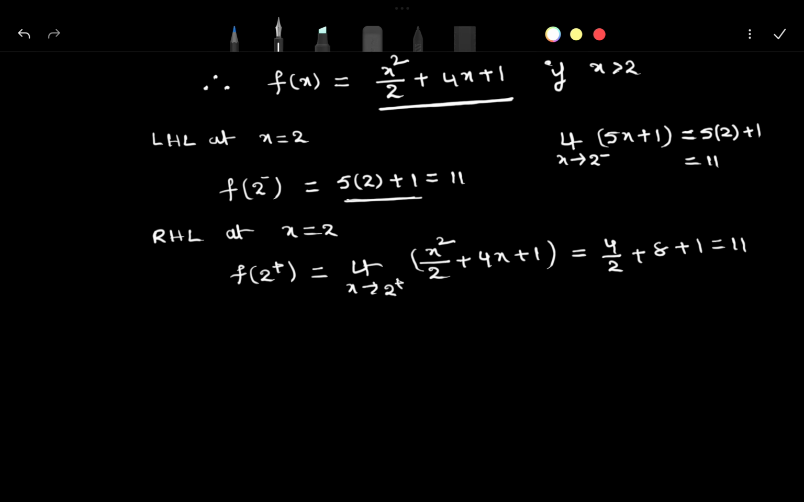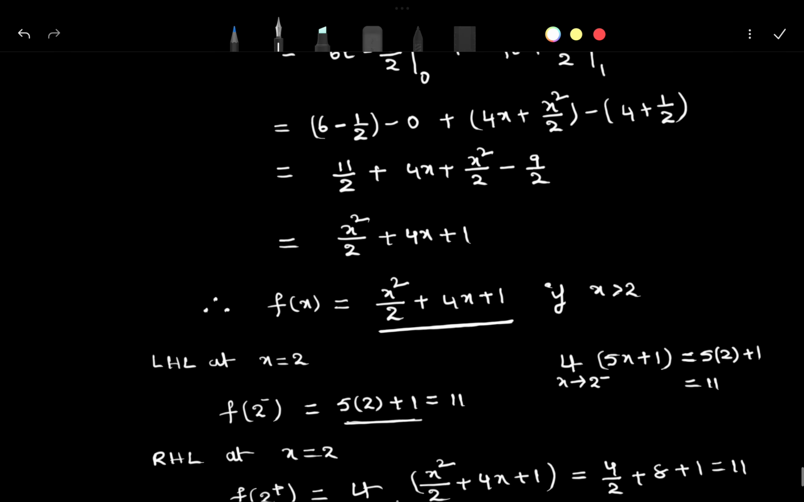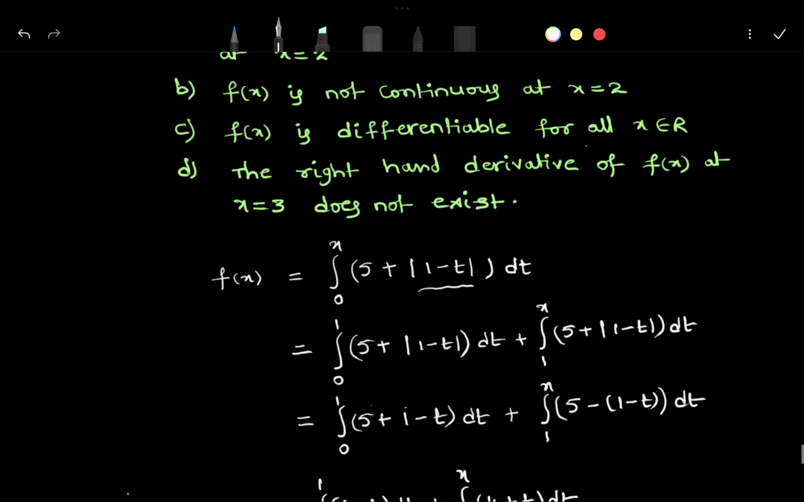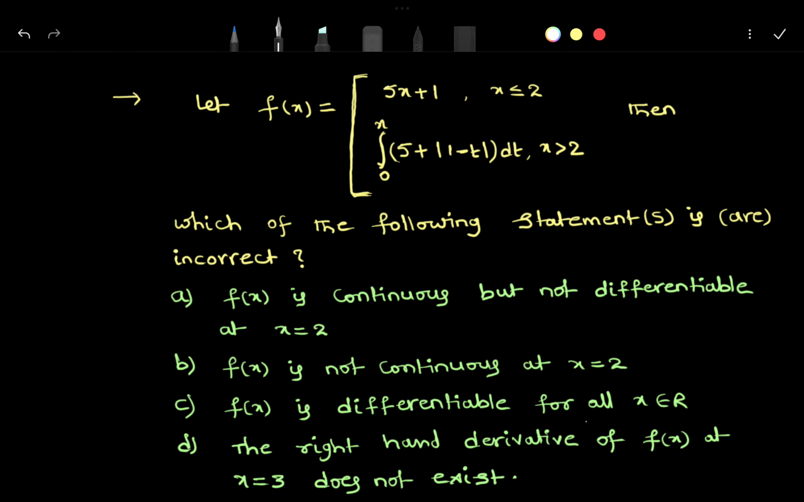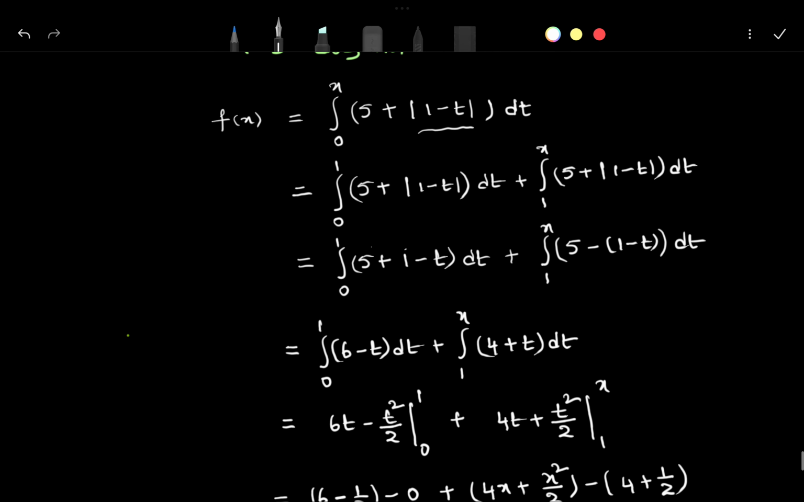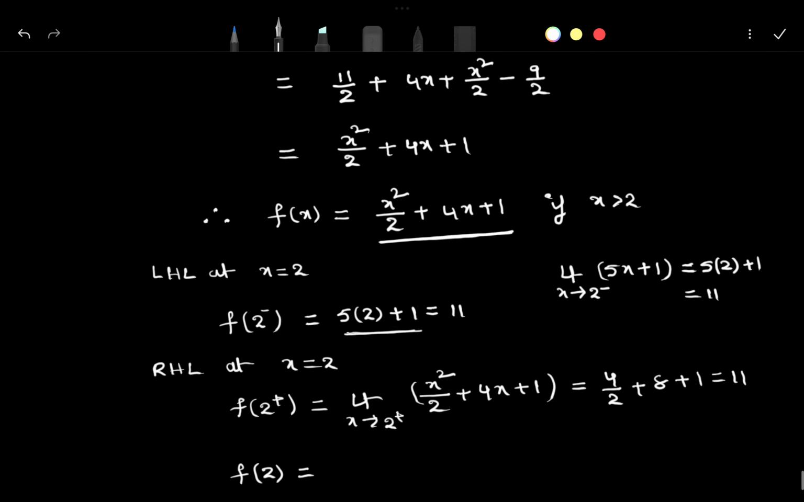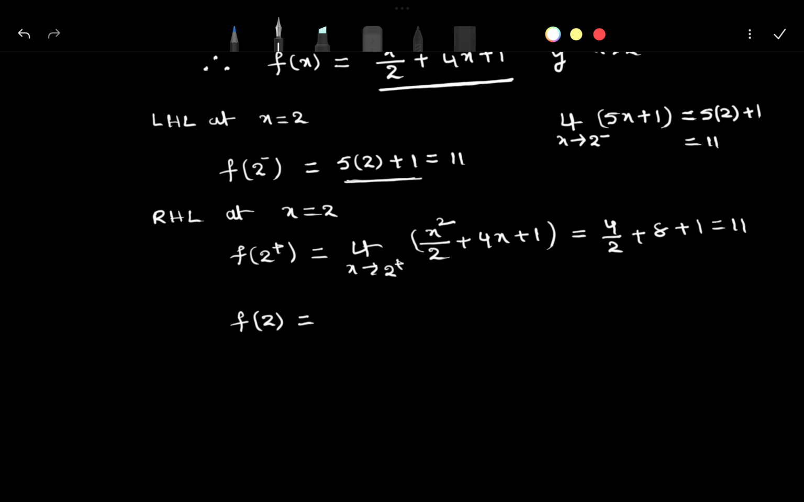And the next one is the f of 2 value when x equals 2. What is the f of x value? 5x plus 1 when x equals 2. See this one in the given question. So when x equals 2, you have f of x as 5x plus 1. So directly you can put x equals 2 in that function. So when x equals 2, that value will be 5 into 2 plus 1. So this value is also equal to 11.